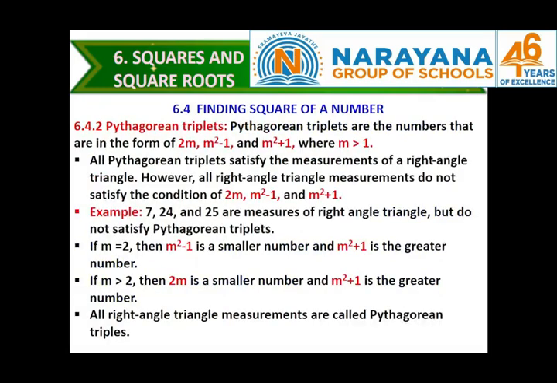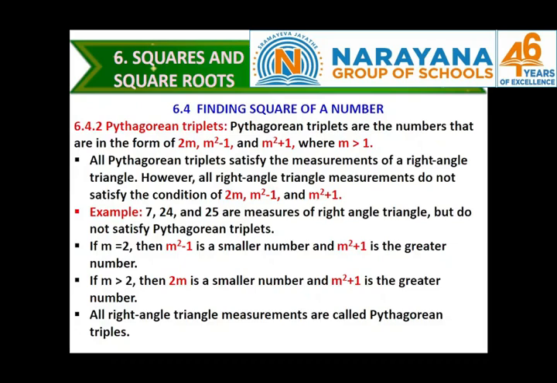Now, finding square of a number. Here, the next subconcept is Pythagorean triplets. There is a lot of confusion about triplets and triples. Here we are going to discuss the triplets, not triples.